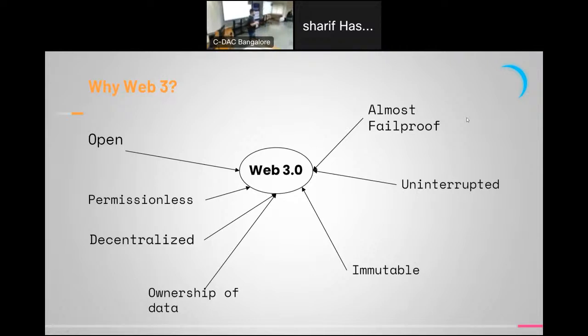So it's open. So it's permissionless. You don't need permission to access that internet. Right? You don't need the permission of your internet service provider to access Web3. It's also decentralized, as we talked about. The ownership of your data is obviously in the hands of users. It's uninterrupted, right? Because it does not follow the model of a centralized server. It's built on top of a network of interconnected computers.